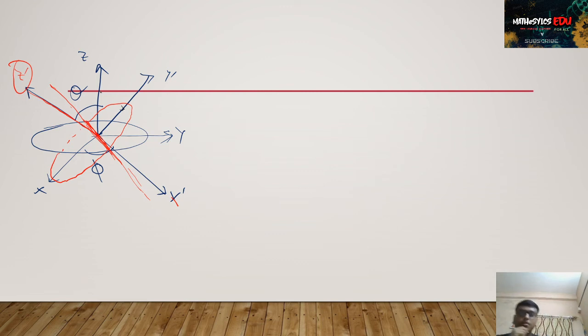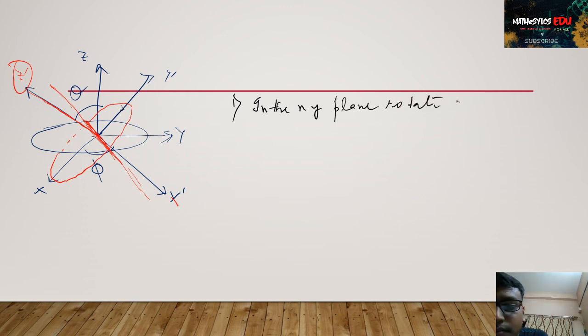Okay, I think it will be much more clear if I write down the steps. So what is the first step? In the xy plane, rotate about the z axis by an angle phi. Okay, so this thing is accomplished.